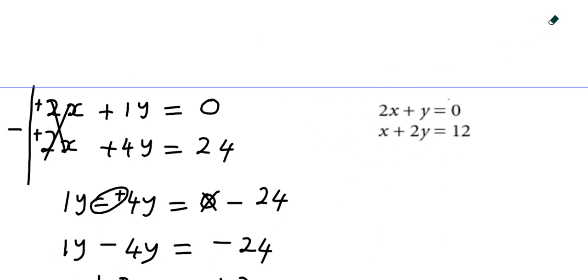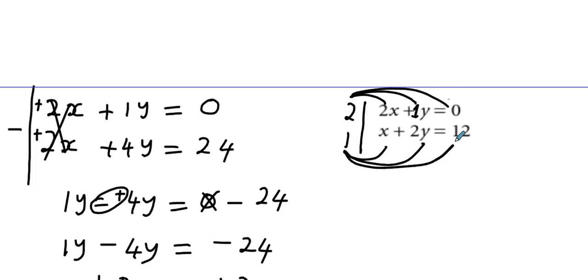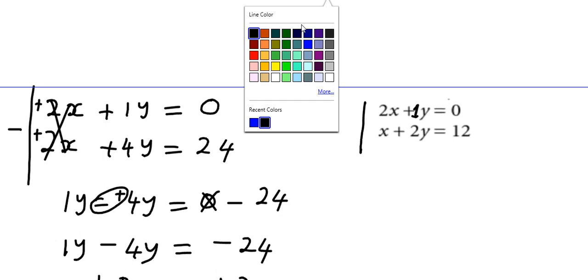Now we want to remove y to get x. To remove y, check the numbers on y. We have 1 here, we have 2. The numbers are not the same. So 2 comes here, 1 goes here, and then you multiply again. See that? Right here. So 2 times 2x is 4x. Let me change the color of the pen.